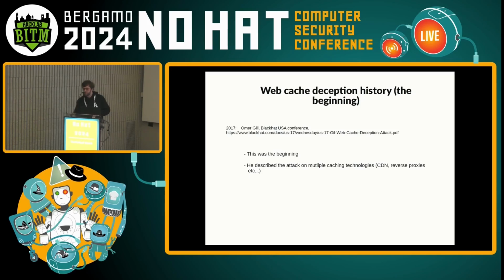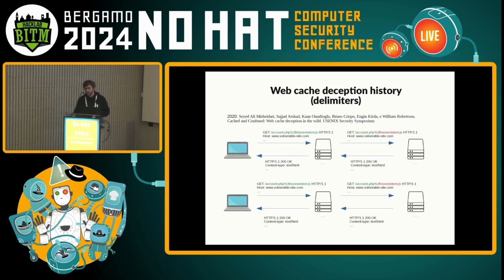So this was the beginning. Then in 2020, a group of University of Trento in Italy, with other people in the IT security community, bring to the public this paper called Cache and Confuse: Web Cache Deception in the Wild, where basically they discover some interesting variation. They use delimiters.